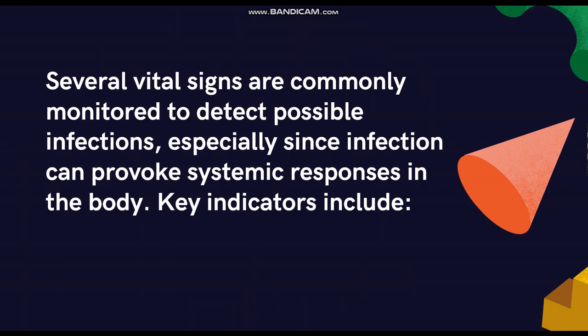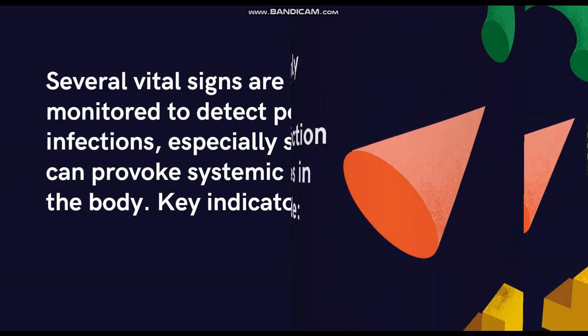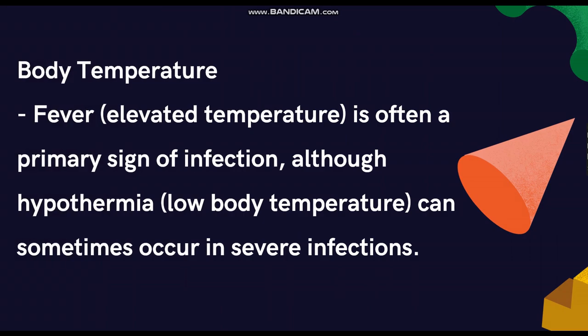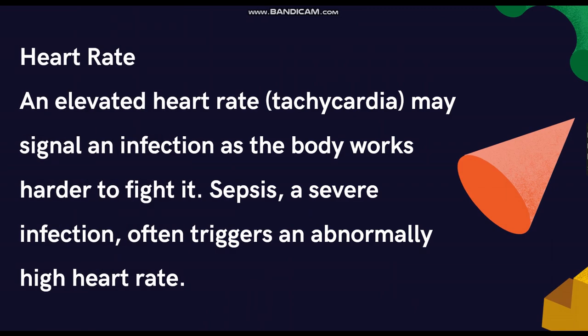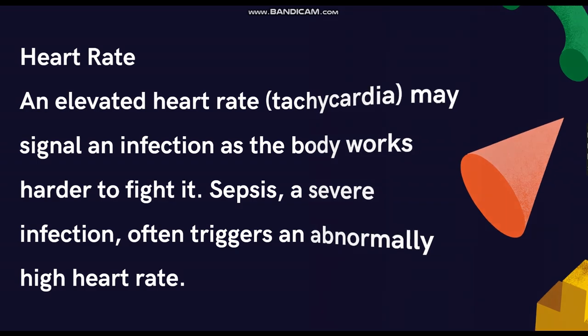Several vital signs are commonly monitored to detect possible infections, especially since infection can provoke systemic responses in the body. Key indicators include body temperature. Fever is often a primary sign of infection, although hypothermia can sometimes occur in severe infections. Heart rate. An elevated heart rate may signal an infection as the body works harder to fight it. Sepsis, a severe infection, often triggers an abnormally high heart rate.